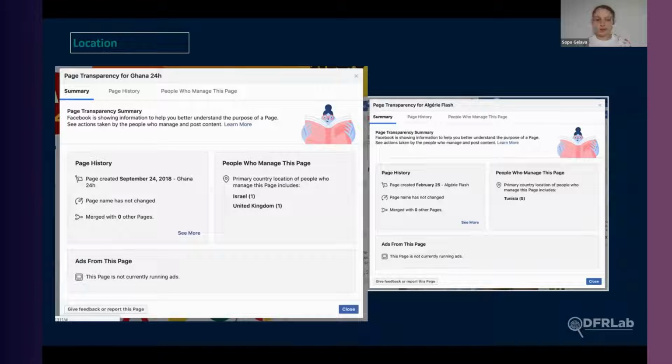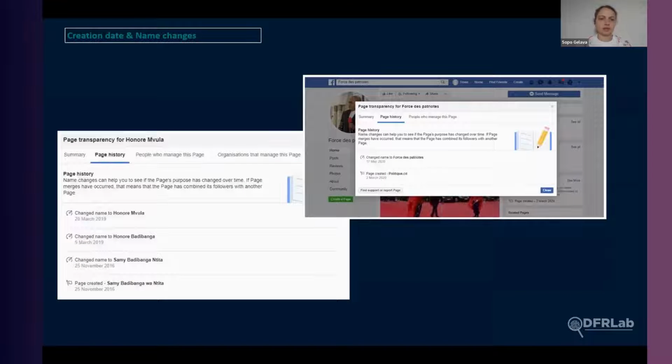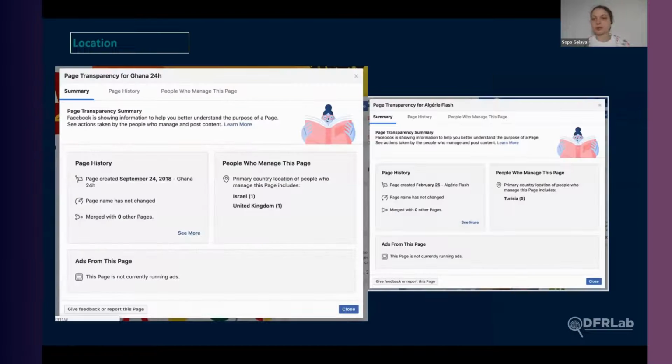Then the next is location. Location does not mean that, sorry, the title here was people who manage this page, and this does not mean that you always have information about a certain profile or organization that manages the page. Sometimes you do have that linkage if it is linked officially and if it's transparent. Sometimes journalists link their media pages, and that's of course authentic, and there is no problem in that.